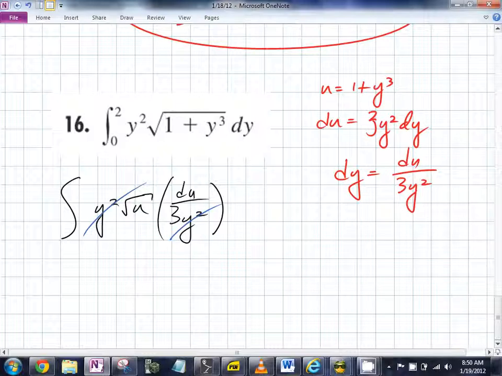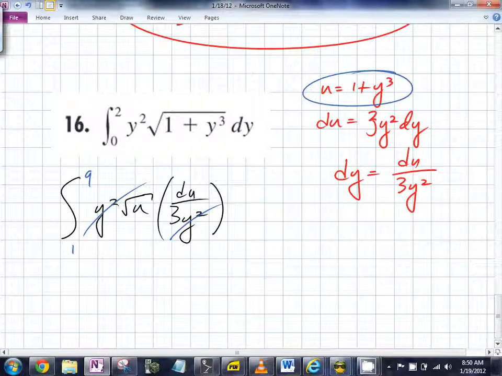1 to 9. Because u is equal to 1 plus y squared, you're plugging in 0 and 2. 0 into there is 1. 2 into there makes it 9. So what do you end up with? 1/3 the integral of u to the 1/2 from 1 to 9 du.